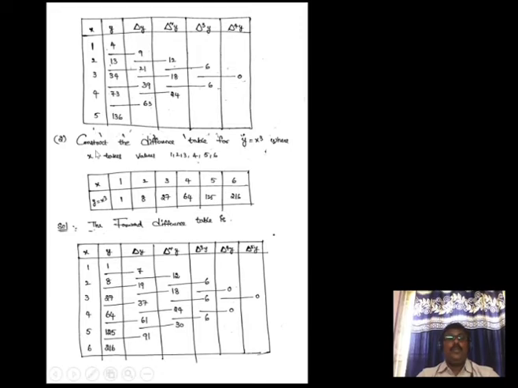Here also, a question like this can be asked in the examination. Construct the difference table for y equal to x cube, where x takes the values 1, 2, 3, 4, 5, 6. So y equal to x cube: 1 cube is 1, 2 cube is 8, 3 cube is 27, 4 cube is 64, 5 cube is 125, 6 cube is 216. So we can construct the difference table. The important point to remember is that the difference of the first difference is called the second difference, the difference of the second difference is called the third difference, and the difference of the third difference is called the fourth difference.